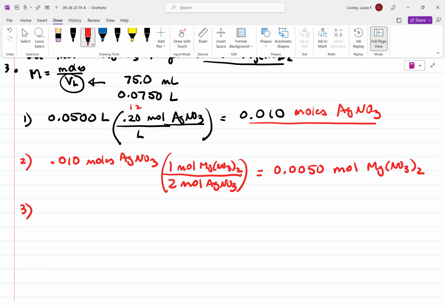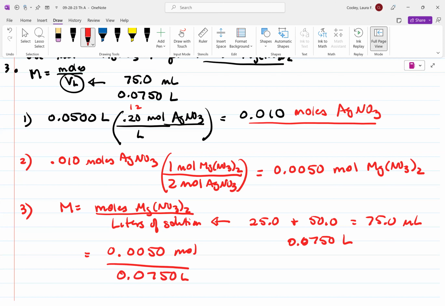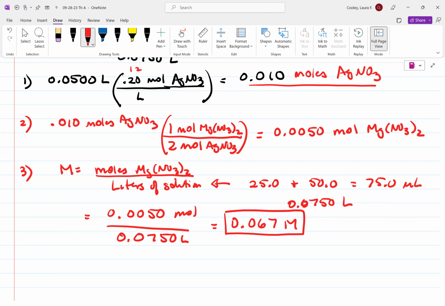Okay. And now the third step here is to take the moles and divide by the liters. And the volume in liters here, let's not forget, is 25.0 plus 50.0 milliliters. So it's 0.0750 on the bottom. This is liters of solution, of the entire solution. So it's 0.0050 moles divided by 0.0750 liters, which is 0.067 molar of Mg(NO3)2.